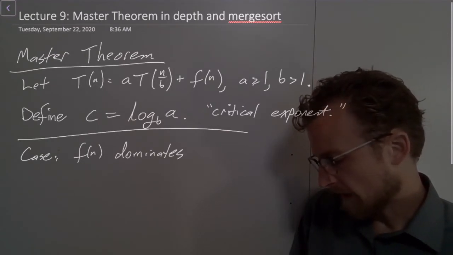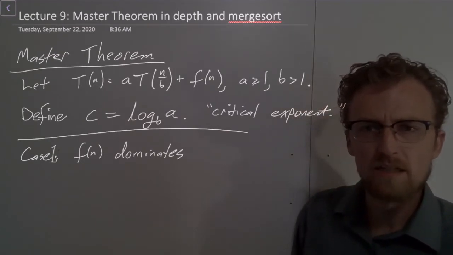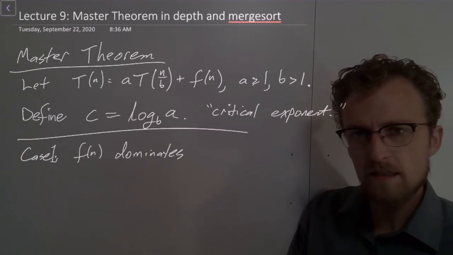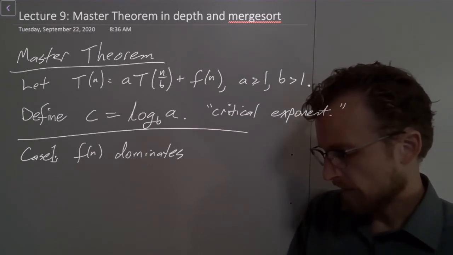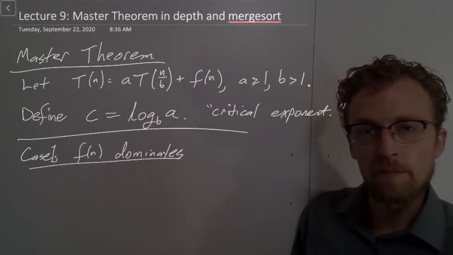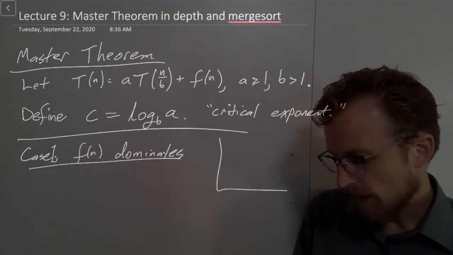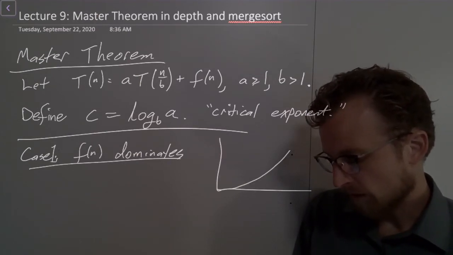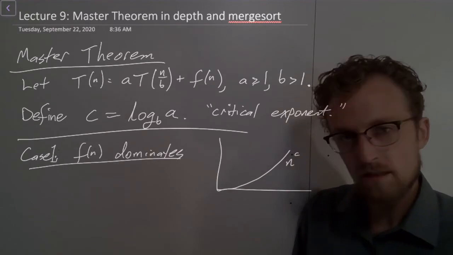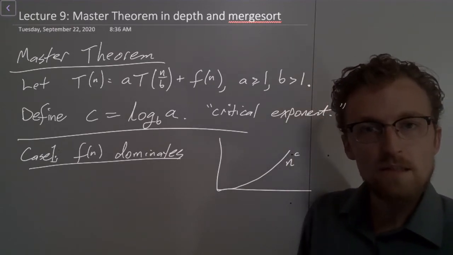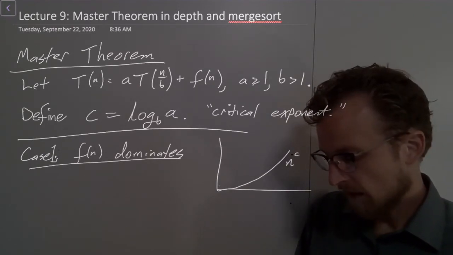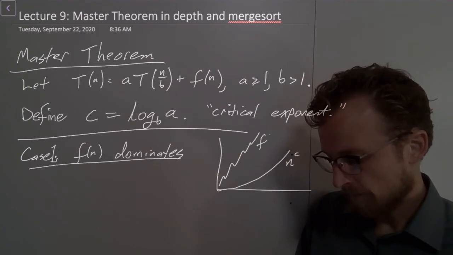And I'll try to be consistent with my case numbering, so we'll say this is case 1. So f of n dominates. So what does it mean for f of n to dominate? It means that if I were to plot this critical exponent, so if I were to plot the function n to the c, then in an asymptotic sense, f of n is strictly up here.